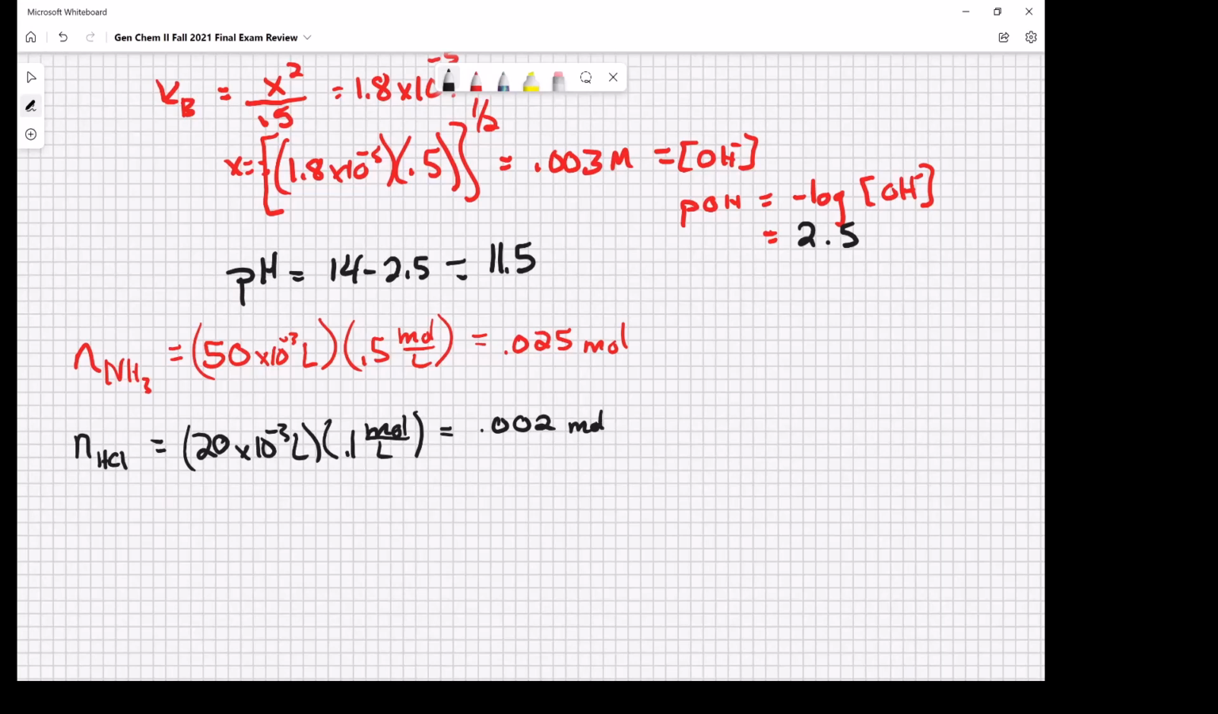So we are before the equivalence point. Anytime we're before the equivalence point, we have a buffered system, right? So how do we calculate the pH of a buffered system? The pH of a buffer is given by the Henderson-Hasselbalch equation. So pH is going to be equal to the pKa plus the log of the concentration of the base over the acid.